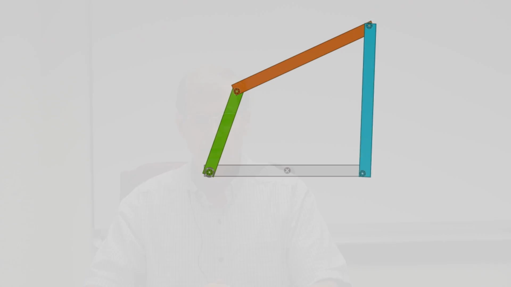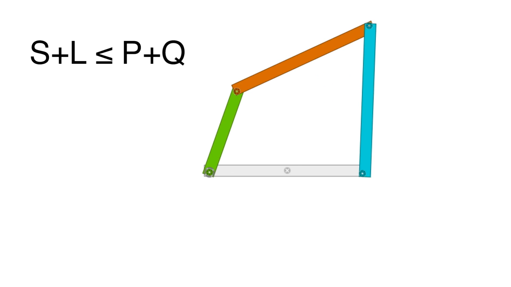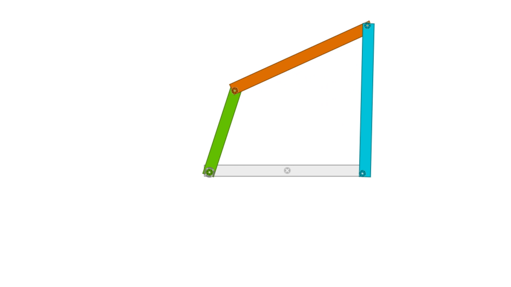The Grashof condition, or the Grashof equation, is used to determine whether or not at least one link in a 4-bar mechanism can do a complete revolution relative to the ground plane. So the equation is shown here, S plus L equals P plus Q. Suppose we have just 4 arbitrary link lengths, and S stands for the length of the shortest link, and L is the length of the longest link. With this equation, there can be 3 possibilities.